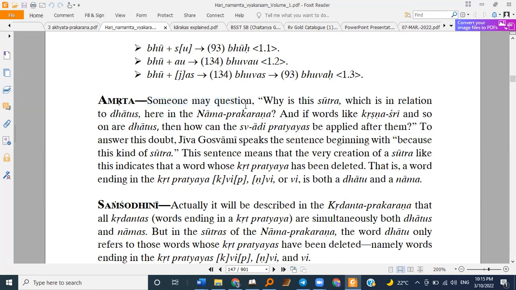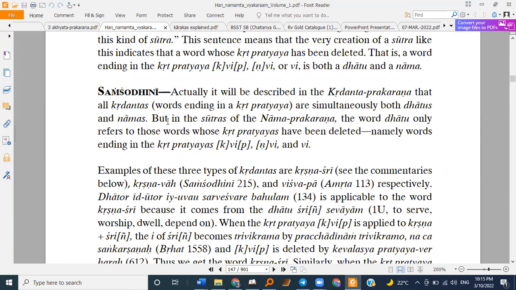Someone may question. Okay, let's read Sankshodhani. Sankshodhani is quite simple. Actually, it will be described in the 5th chapter, the Kridanta Prakaranam, that all the Kridantas, words ending in a Krit Pratyaya, are simultaneously both dhatus and namas. But in the sutras of the Nama Prakarana, the word dhatu only refers to those words whose Krit Pratyayas have been deleted, namely words ending in the Krit Pratyayas quip, nui, or envy.